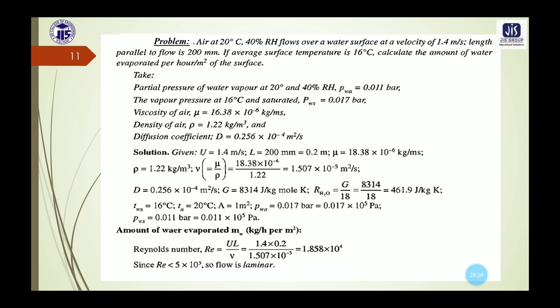Now some data are given here. For partial pressure of water vapor at 20 degrees and 40% RH, PWA is given as 0.011 bar. The vapor pressure at 16 degrees centigrade and saturated, PWS, is given as 0.017 bar. Dynamic viscosity mu of air is given as 16.38 into 10 to the power minus 6 kg per meter second, and air density is 1.22 kg per meter cube. The diffusion coefficient is given as 0.256 into 10 to the power minus 4 meter square per second. These are the data given in this numerical. We need to calculate the amount of water evaporated per hour per meter square of the surface.